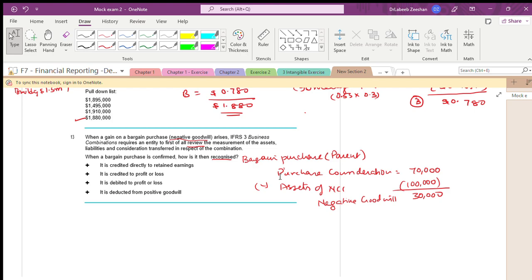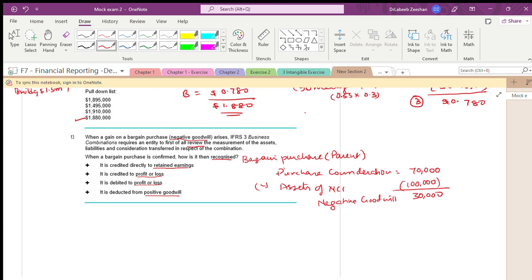How much are the net assets? Net assets are 100,000. How much are you paying? You are paying only 70,000. For this, it is a goodwill. But how does it have to be recognized? Is it credited directly to retained earnings? Is it credited to profit and loss account? Is it debited to profit and loss account? Is it deducted from the positive goodwill?